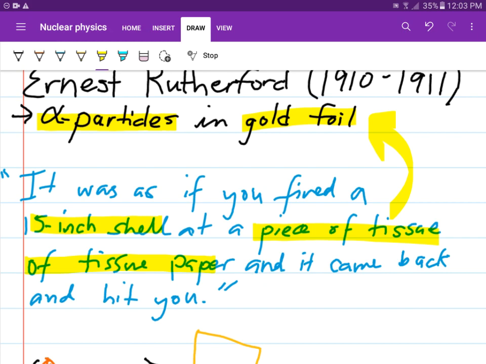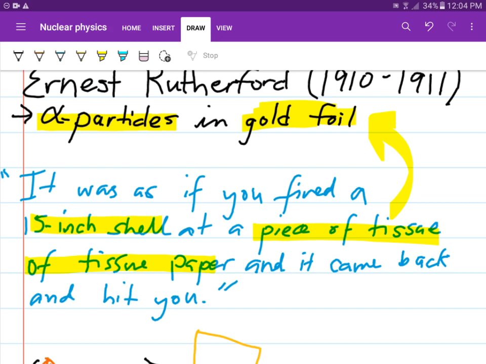So what's a 15-inch shell? A 15-inch shell is like a very big bullet. So imagine you are firing a very big bullet at a very thin foil, or as he said, a tissue paper, and the bullet came back and hit you. So that was the result of his experiment.